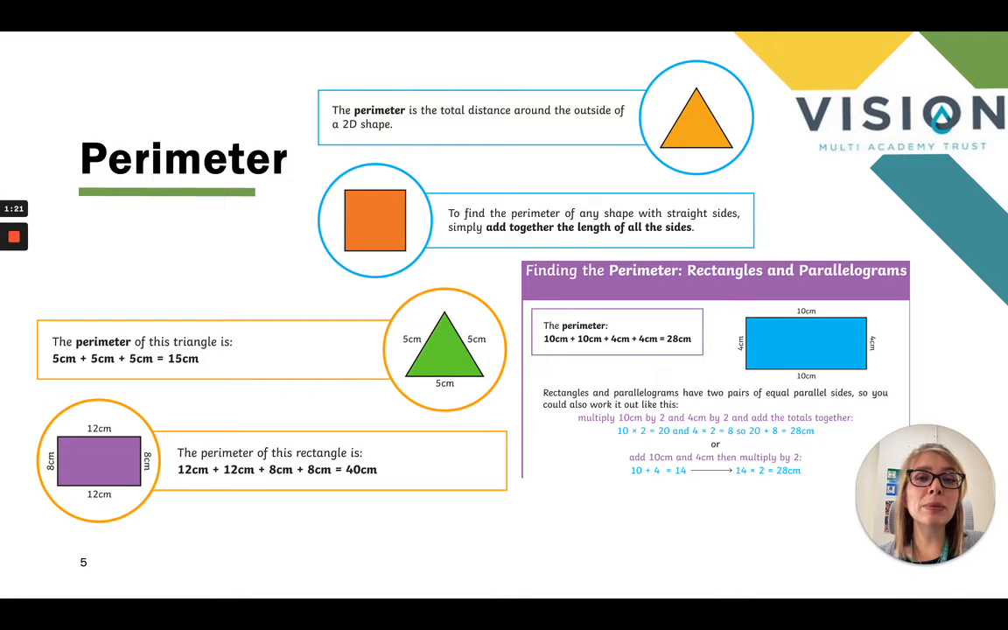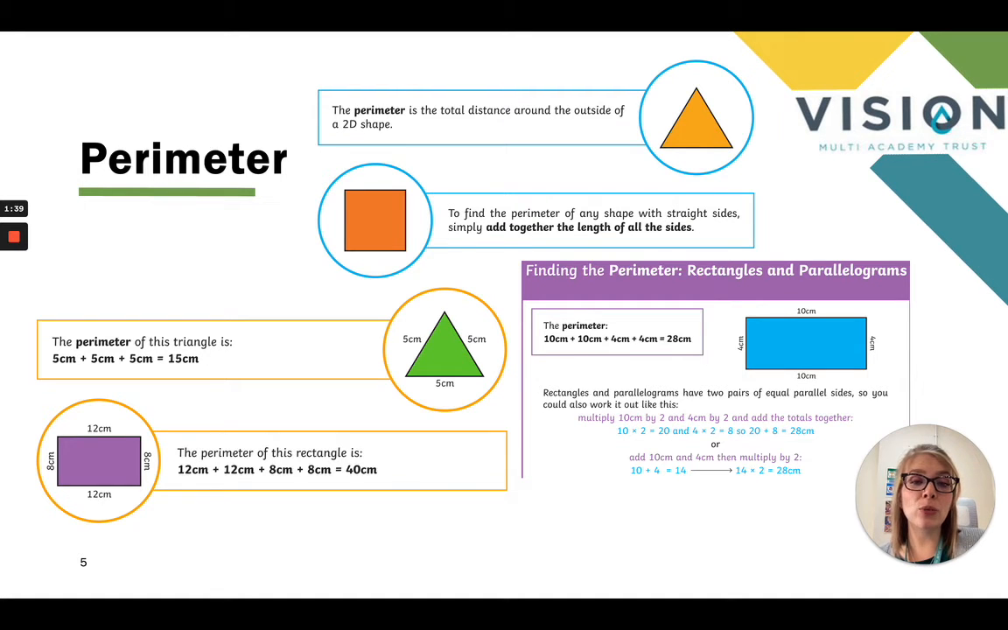This time we're going to be looking at perimeter in terms of measuring shape. So the perimeter is the total distance around the outside of a 2D shape. And to find a perimeter of any shape with straight sides, all we need to do is simply add together the length of all the sides.